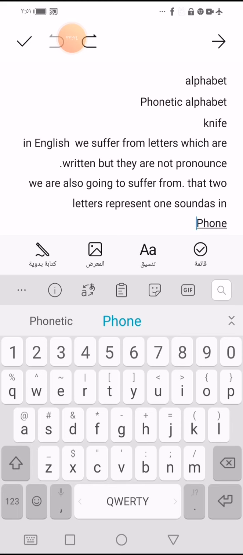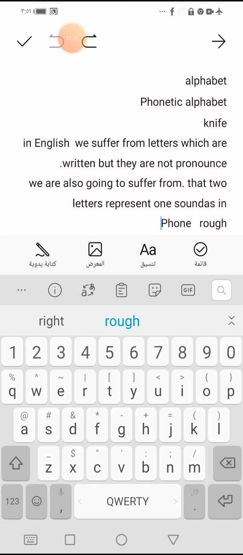Another example. We also have the word rough, R-O-U-G-H. Rough. So here the GH, 2 letters, are also pronounced as F, one sound. So we do not have this in Arabic. In Arabic, each letter represents one sound. So see now the sufferings that we are going to face.